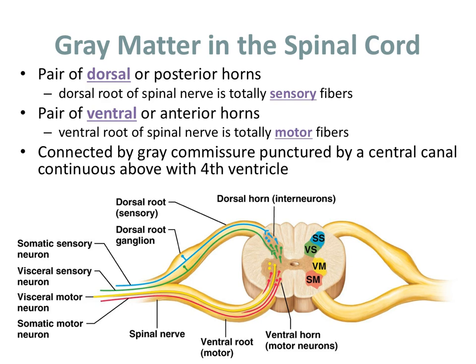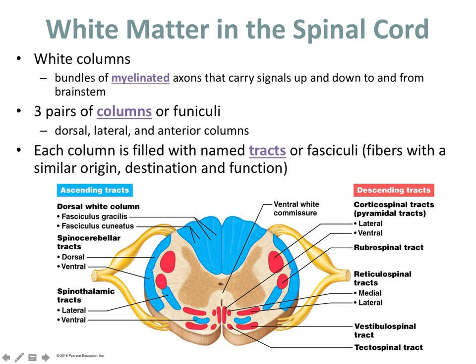There's a gray commissure or bridge in front of the central canal, and there's a gray commissure or bridge posterior to the central canal. The central canal is a small hole or tube that goes through the middle of the spinal cord and is continuous with the fourth ventricle up above. So cerebrospinal fluid fills up that central canal.